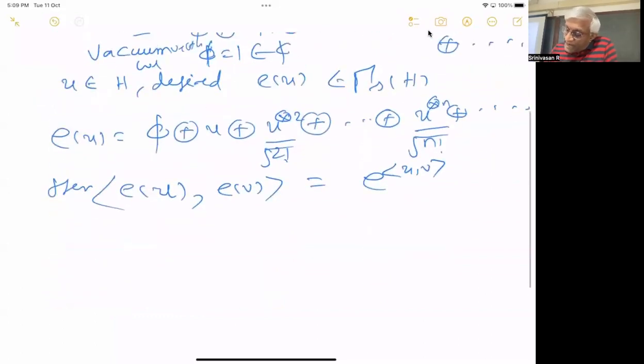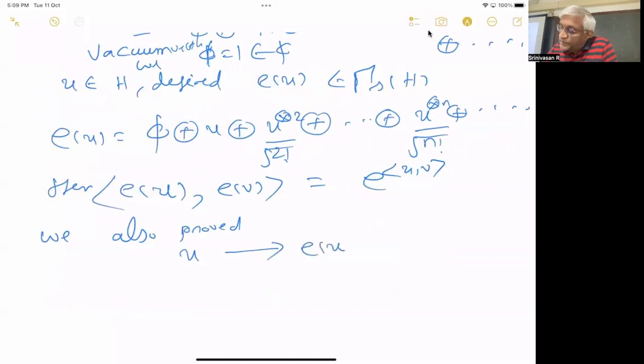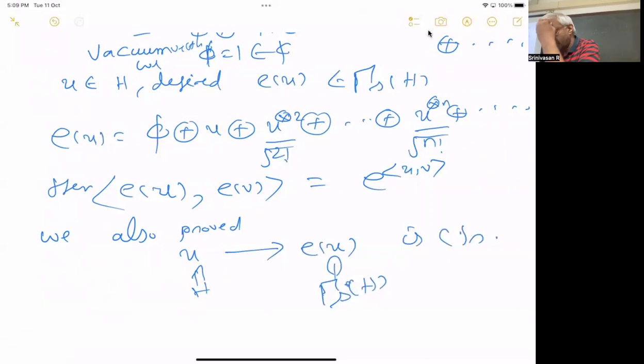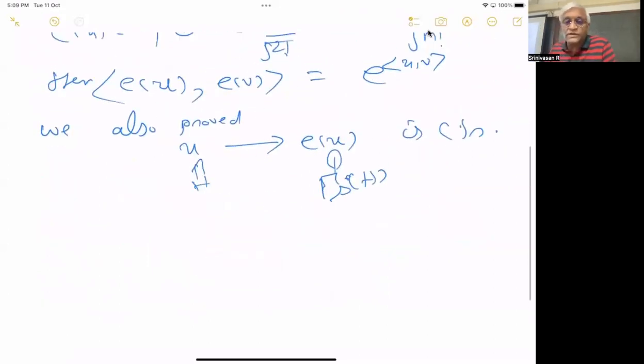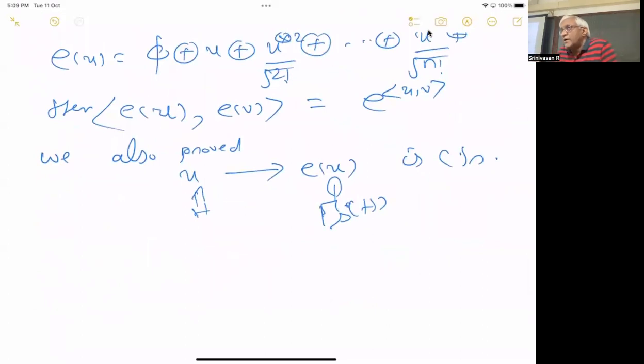So this we proved, and we also proved that the mapping U going to E of U, from H to gamma_S of H, is continuous. Both are normed linear spaces, so you can talk about continuity. If Un goes to U, then E of Un goes to E of U. So this map is continuous. This also we proved. Now we want to prove something else. We want to prove that this family E of U is a linearly independent family and it's a total family. So if you want to define an operator, any operator, you can define it on the exponential vectors just by any function. This is linearly independent.